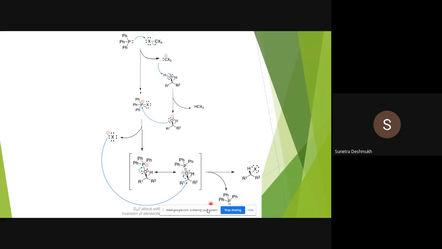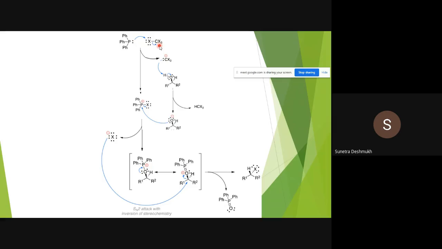Here I have given the mechanism, a clear-cut mechanism written out. We will take some shortcuts later, but here you can see each and every step, how the SN2 attack occurs and how the inversion of stereochemistry occurs. In the first step we use triphenylphosphine with the tetrahalogen compound, that is, carbon tetrachloride, CCl4. The reaction between these two is nothing but the activation of triphenylphosphine, so we activate it by treating with carbon tetrachloride.